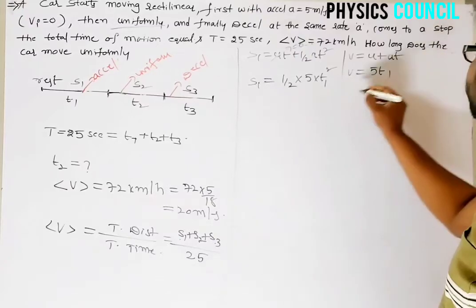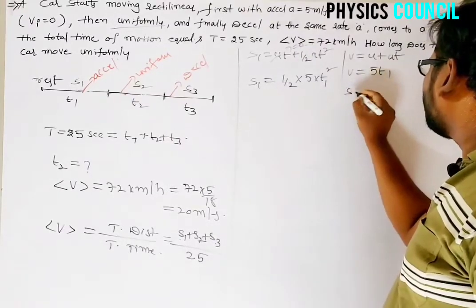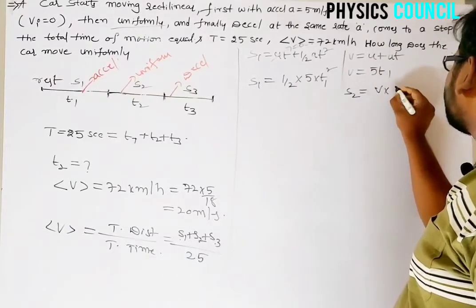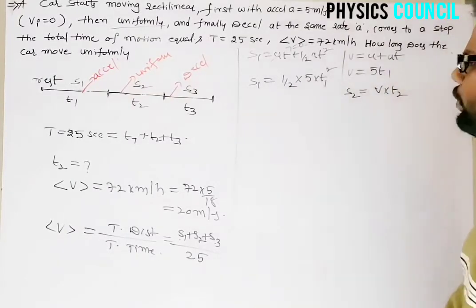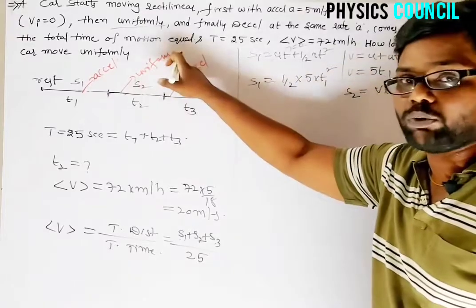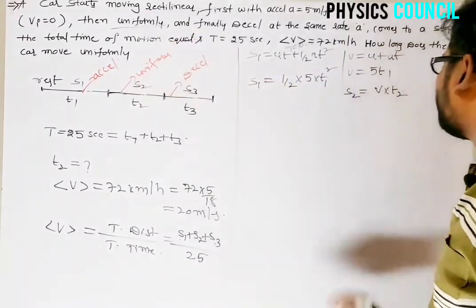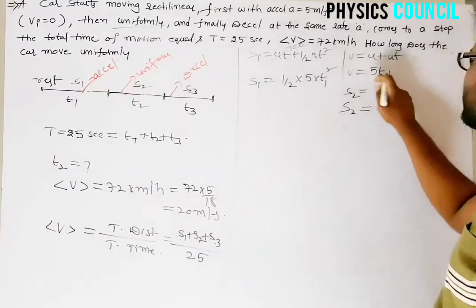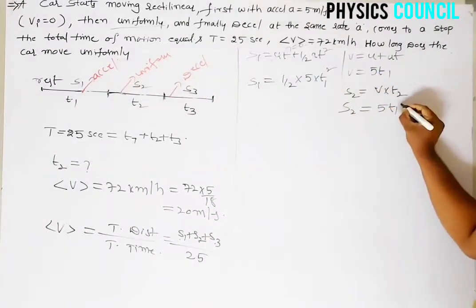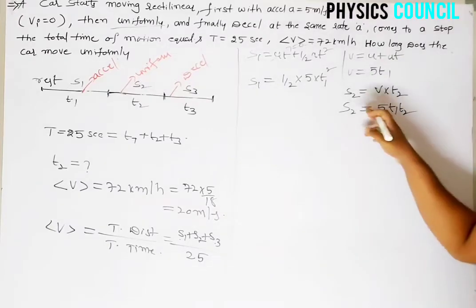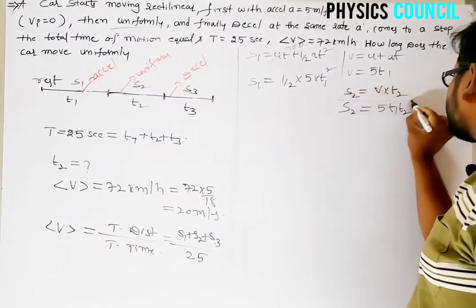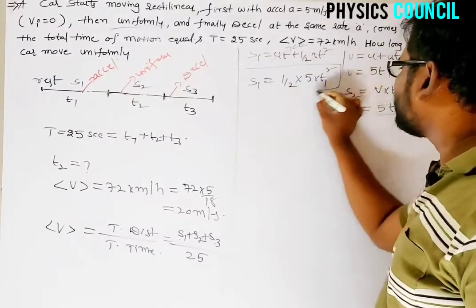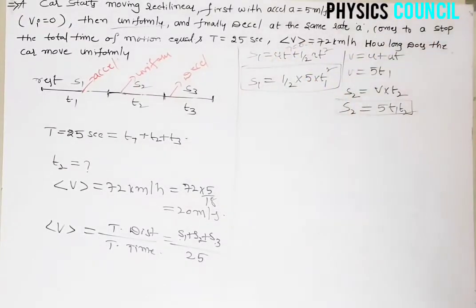Now in order to find s2, that is speed into time, in the case of uniform motion. So s2 equals v into t2, that is 5t1 into t2. And the displacement or distance for the accelerating part is half 5t1 square.